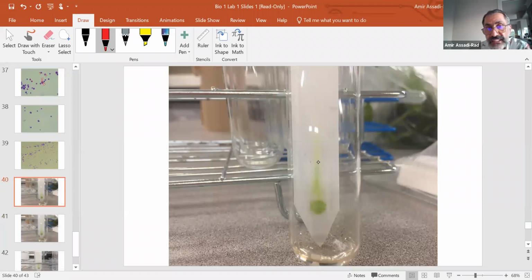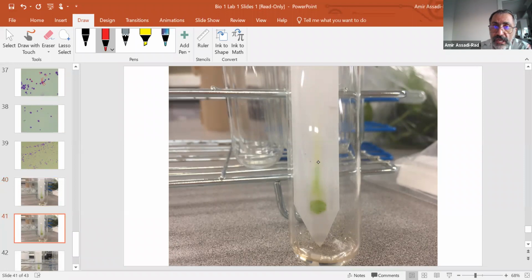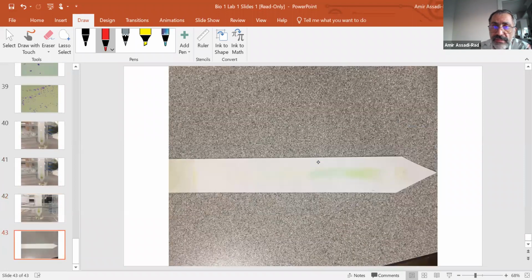Here is a photosynthesis slide, which I did talk about in the YouTube video. And then I don't think I have anything else to say.